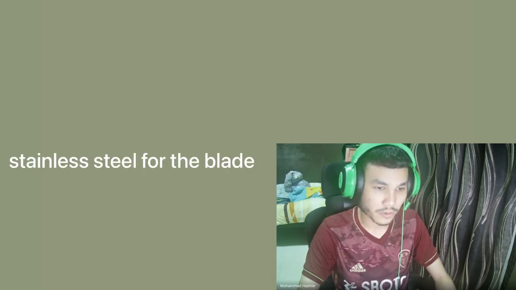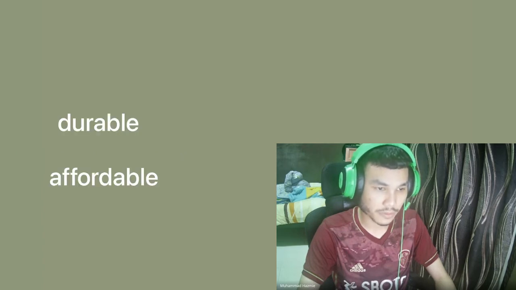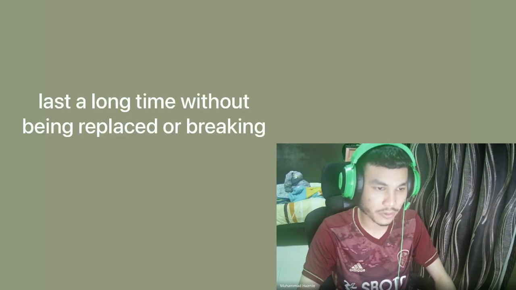Second, for the blades, we will use stainless steel. It's a durable and affordable metal that is used for a wide variety of purposes. It's strong, making it perfect for construction purposes, and it's corrosion resistant, so it can last a long time without being replaced or breaking. And the most common and well-known form of corrosion is rust.